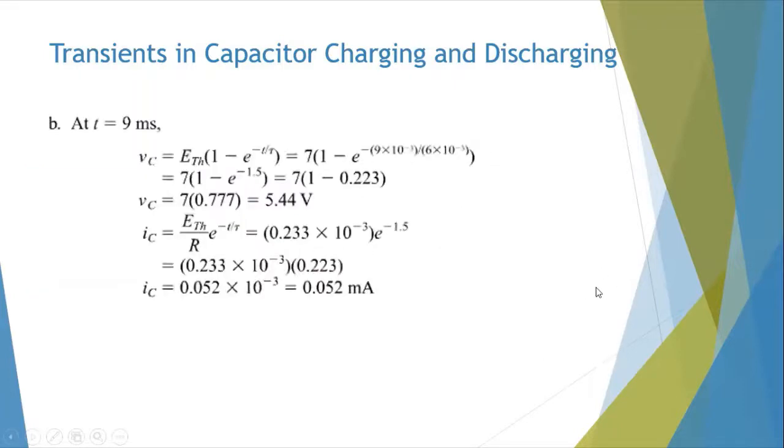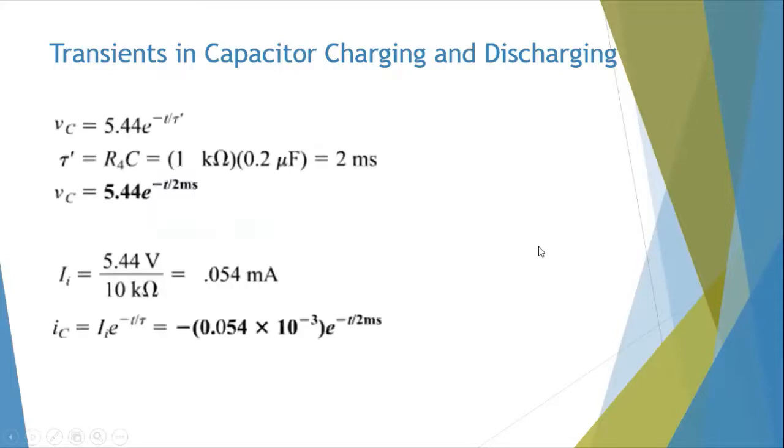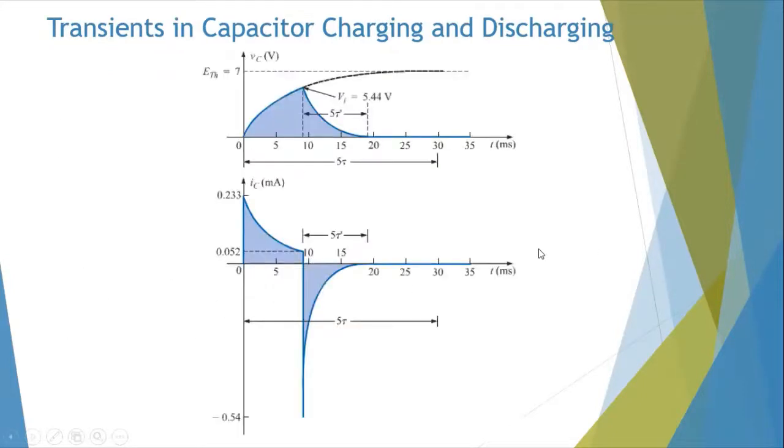So this is straightforward. And some questions are asked at time t equal to 9 milliseconds. What voltage would you get? So you just have to replace your t there by 9 milliseconds, and you get the voltage you would get across the capacitor and the current. So that follows. I don't think you have any problem here.